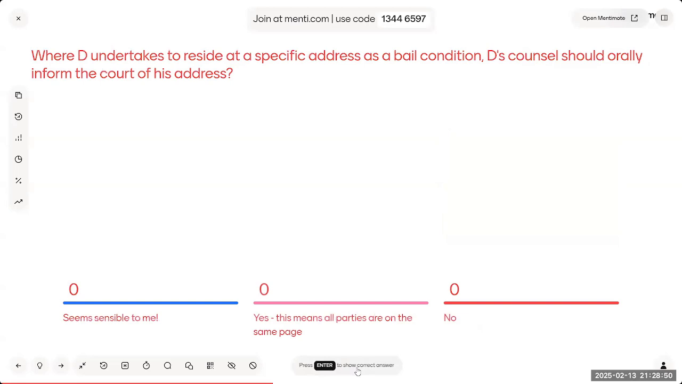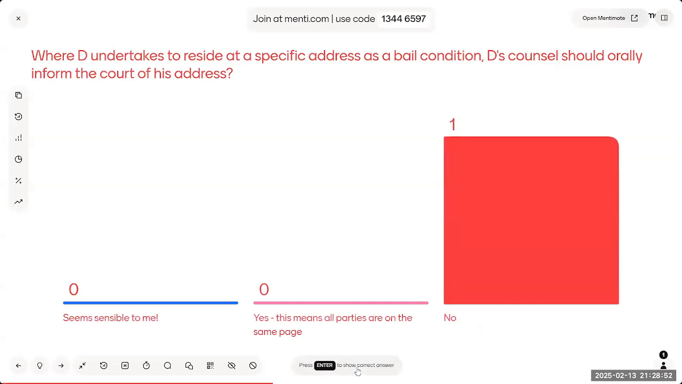Where defendant undertakes to reside at a specific address as a bail condition, defendant's counsel should orally inform the court of his address. Seems sensible? Yes, all parties are on the same page. Obviously, no. Privacy, confidentiality, safety. Let's not kill someone by revealing their address in open court.